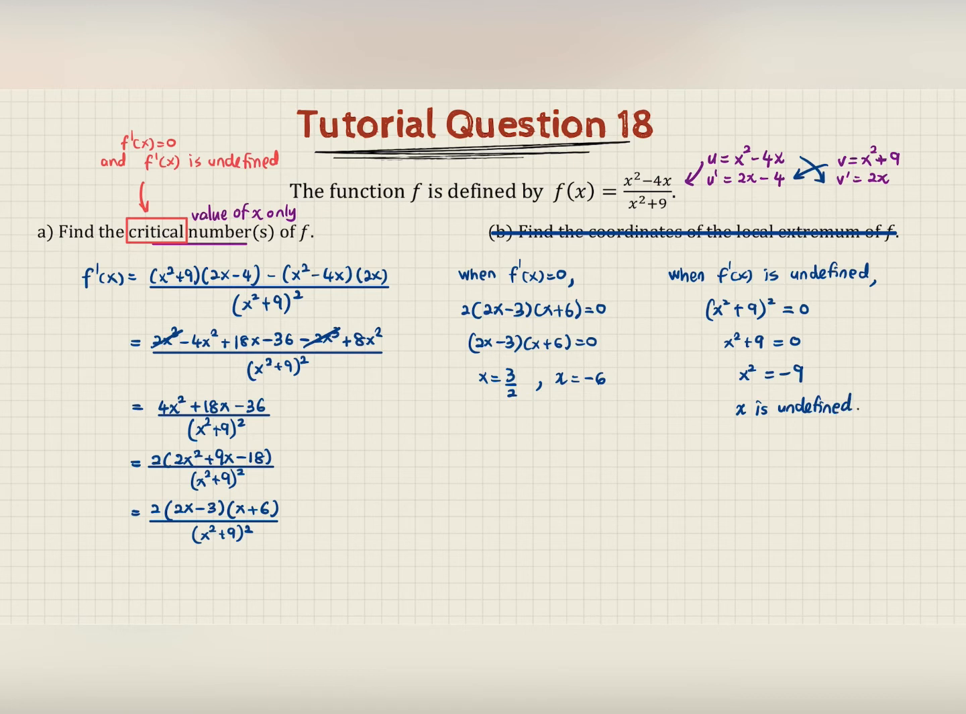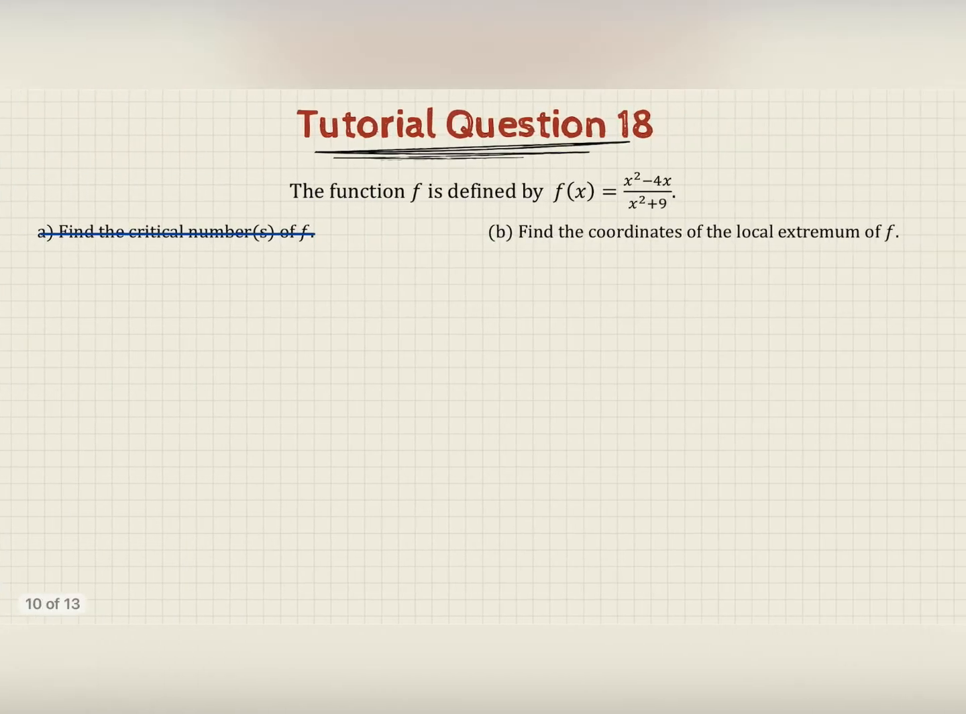Okay, so that means sebab dia minta critical number sahaja kan. So therefore the critical numbers are x equals to 3/2 and x equals to -6. Settle. Okay, so settle the part A question. Now let's look at part B, where it wants us to find the coordinates of the local extremum.